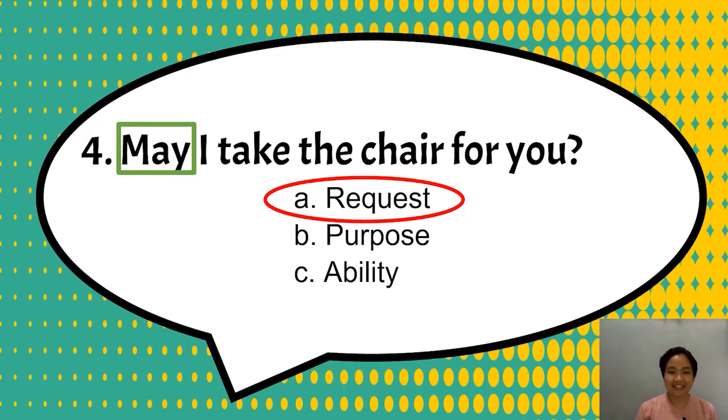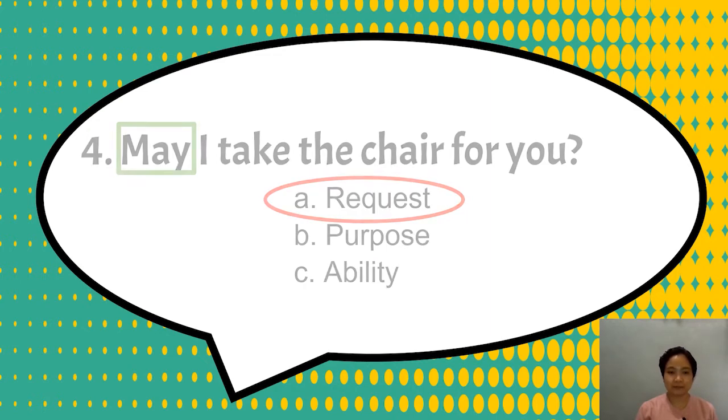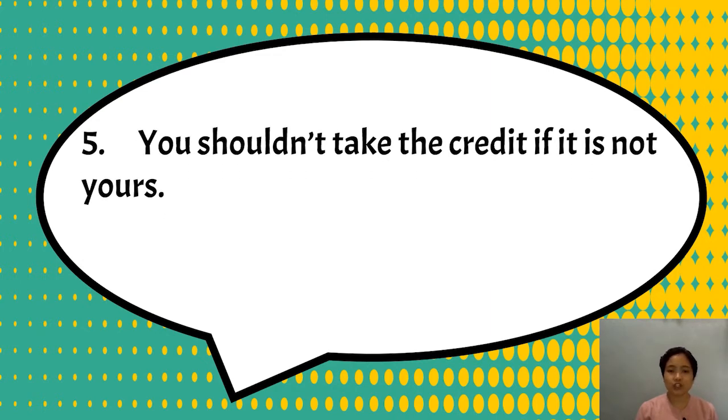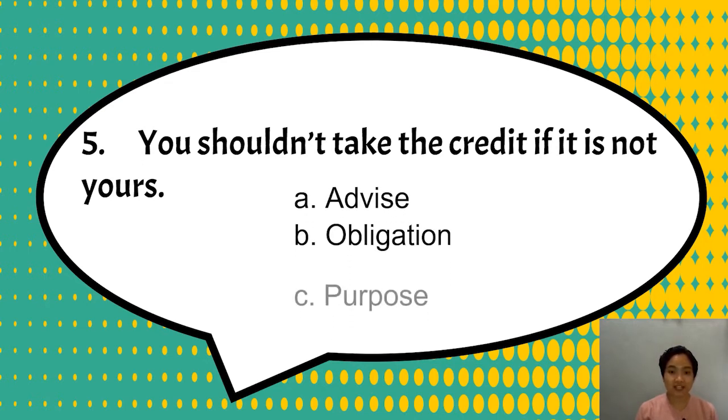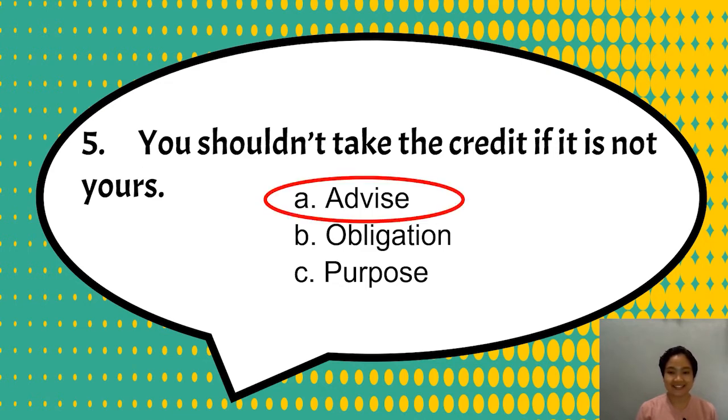Last number for practice 1. You shouldn't take the credit if it is not yours. A. Advice. B. Obligation. C. Purpose. The answer is A. Advice. And the modal used is shouldn't. Good job!